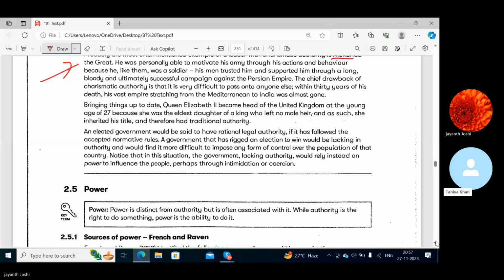And in the last paragraph they said that if the government lacks the power to influence the people, they have to use intimidation or coercion. That's not good, right? Yes, sir.